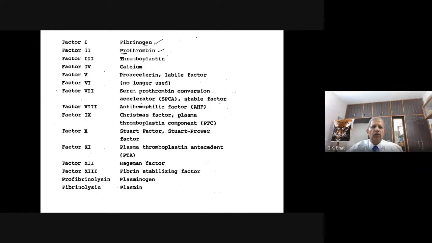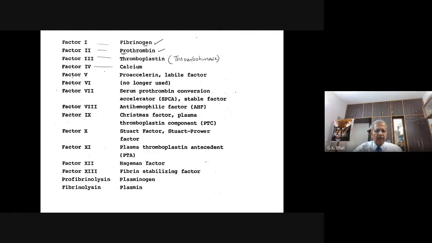Fibrinogen is an inactive form of fibrin. Prothrombin is an inactive form of thrombin. And you have factor 3, thromboplastin. Thromboplastin is also called thrombokinase. It is an enzyme concerned with blood clotting. And you have factor 4, calcium. These 4, which factor and what is its name, very, very important.